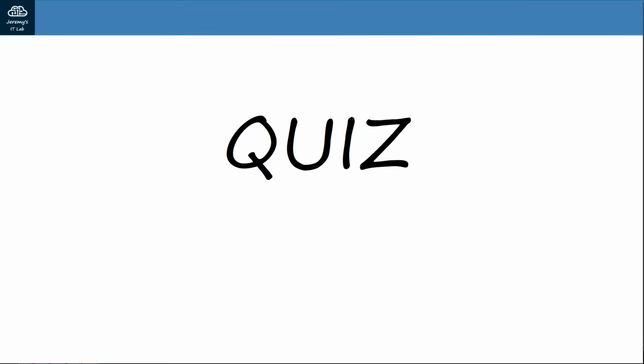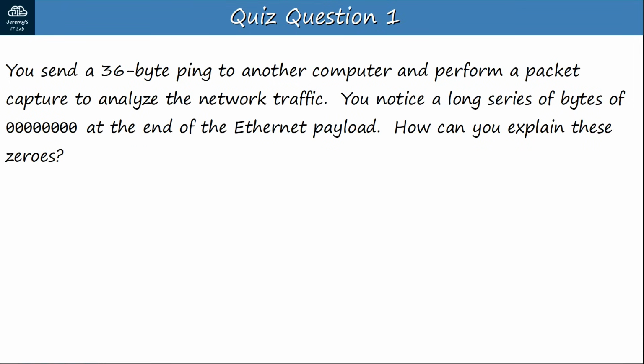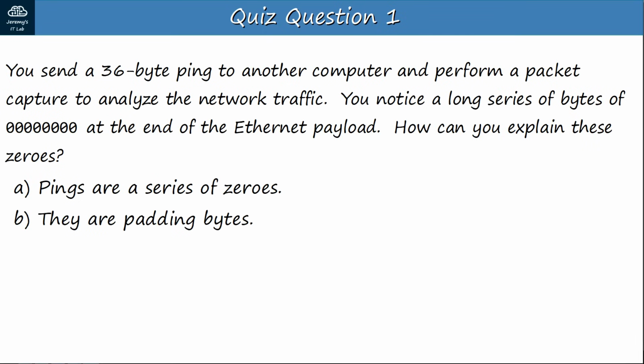Here's question 1. You send a 36 byte ping to another computer and perform a packet capture to analyze the network traffic. You notice a long series of bytes of 00000000 at the end of the Ethernet payload. How can you explain these zeros? A. Pings are a series of zeros. B. They are padding bytes. Or C. They are the Ethernet FCS. Pause the video to think about your answer.